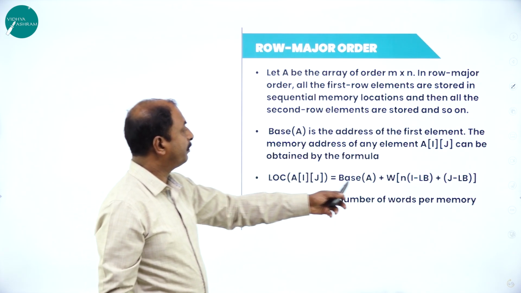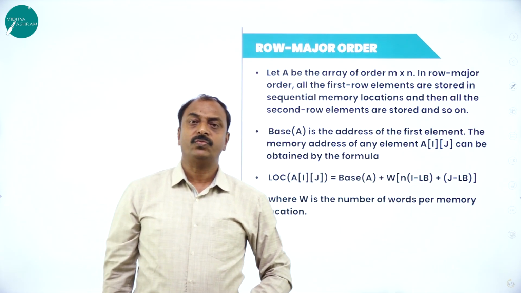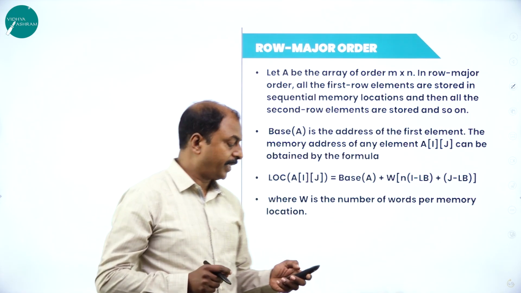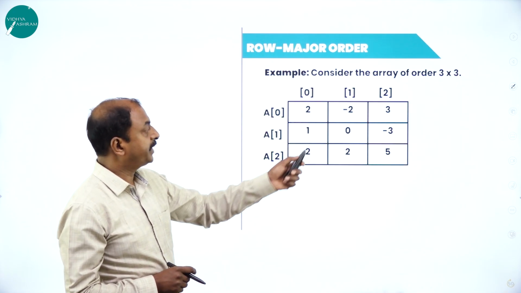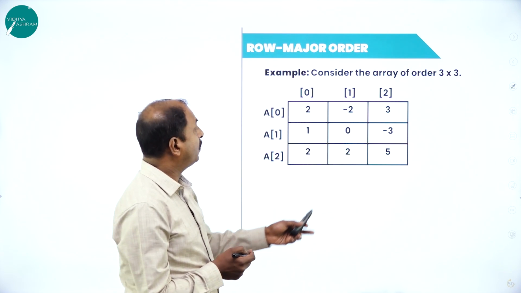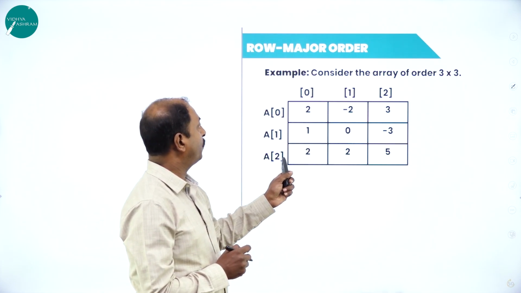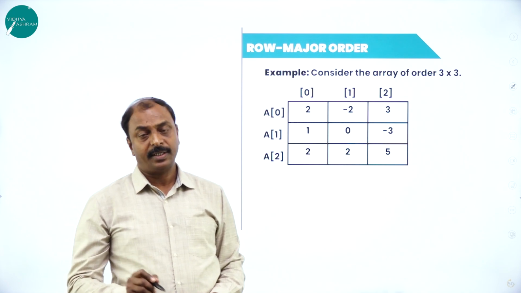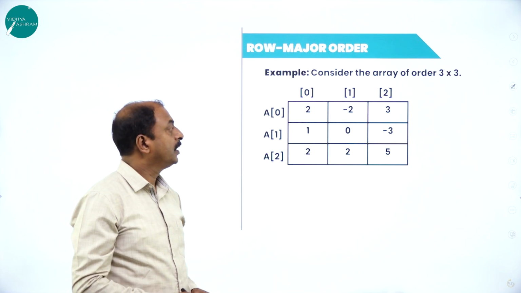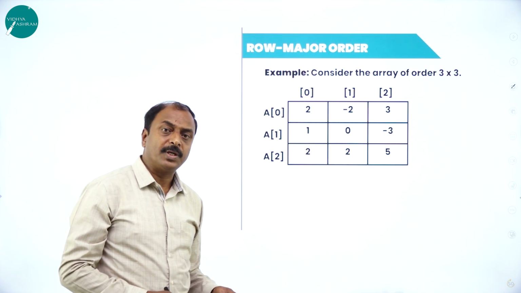Now here is one formula. With the help of this formula, it is possible for us to find the memory address of a particular element. For example, I would like to know the memory address of the data item 2 here. The index of 2 is given, and note that it is the index, not the memory address. Finding the memory address of any data item in a two-dimensional array is possible by using the formula.